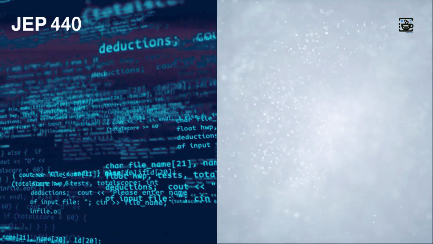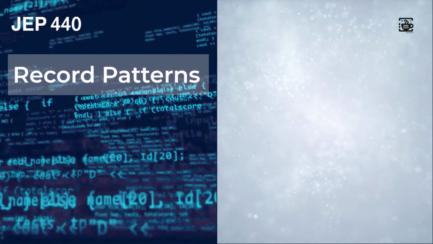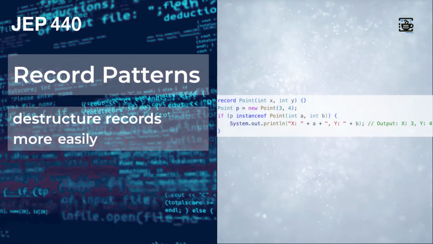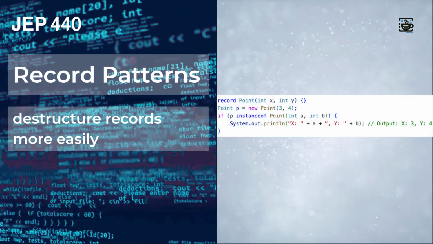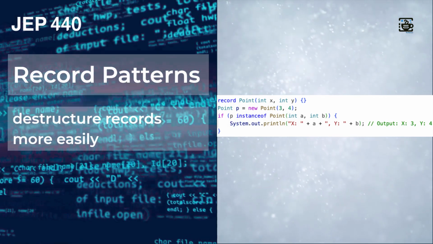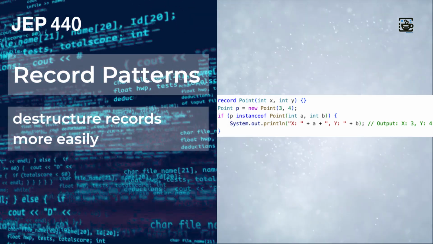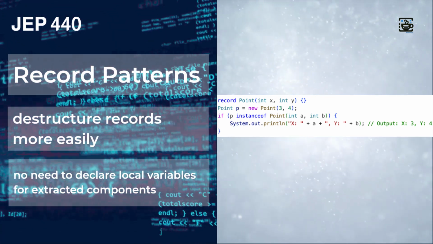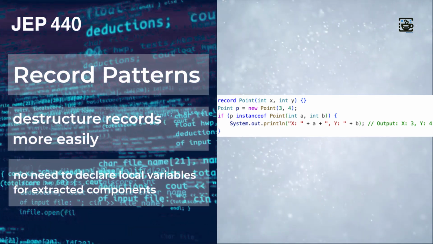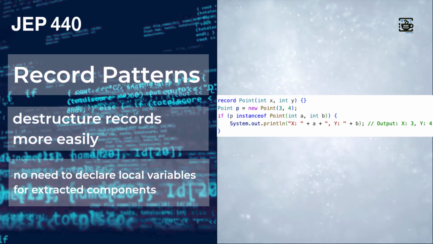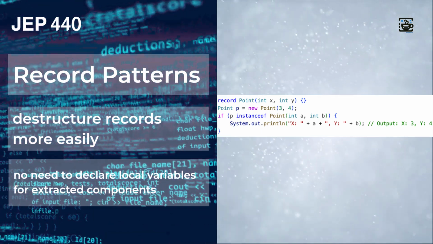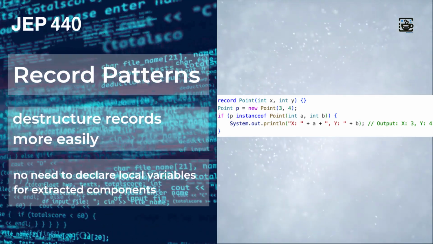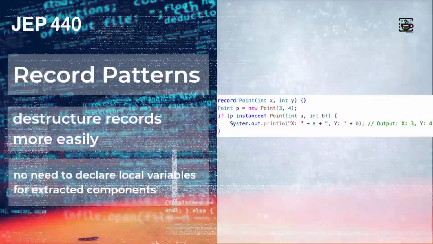With JEP 440, record patterns are introduced, further refining Java's pattern matching capabilities. This addition will allow developers to destructure records more easily, pairing well with the record classes introduced in Java 16. When using record patterns, there is no need to declare local variables for extracted components. Instead, the components are automatically initialized by invoking the accessor methods when a value matches the pattern. It's a feature that promises to reduce boilerplate and increase code clarity.